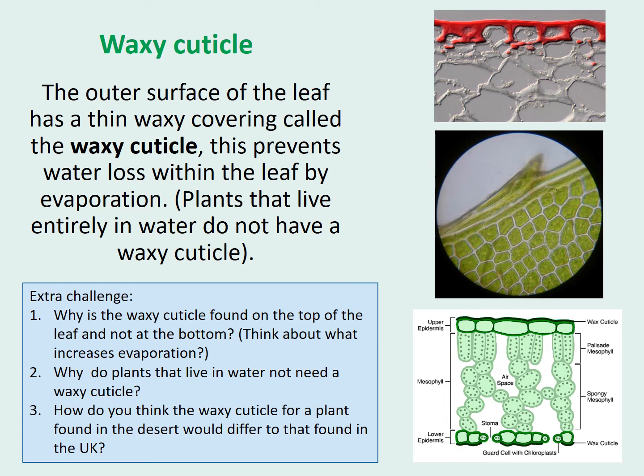Okay, so the next part of the plant that we're going to look at is something called the waxy cuticle. Now the waxy cuticle is on top of the epidermal cells, the upper epidermis, and it's really important because it prevents water loss. So plants, especially in dry conditions, can't lose lots and lots of water because they need it for photosynthesis. So they will have this waxy cuticle on the top layer that prevents that from happening.